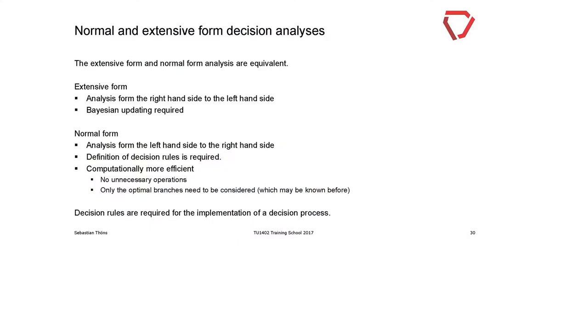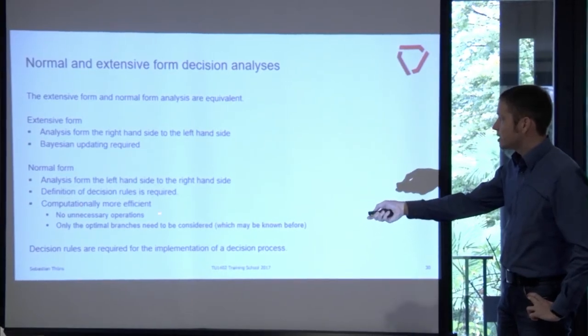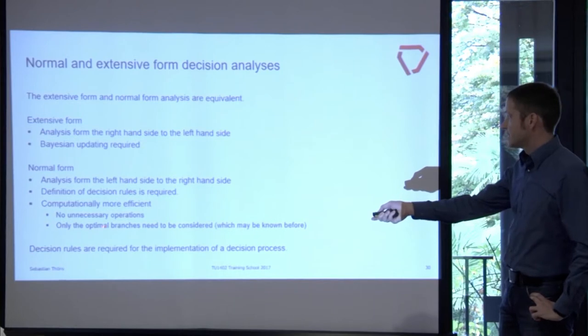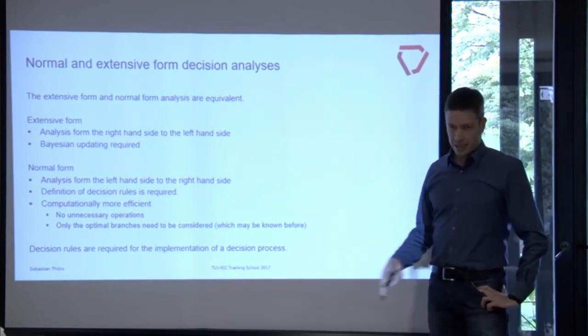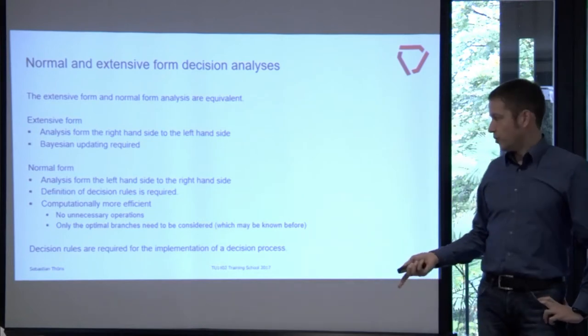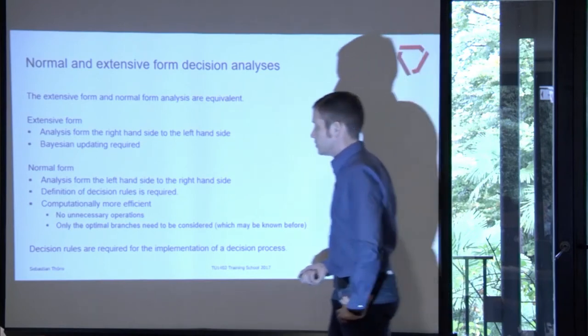Okay, this is just for summary. Extensive form, right hand side to the left hand side, Bayesian updating is required, and in the normal form, it's the other way around. It can be computationally more efficient because there's no unnecessary operations. And if the optimal branches were known before, then this can be very powerful.